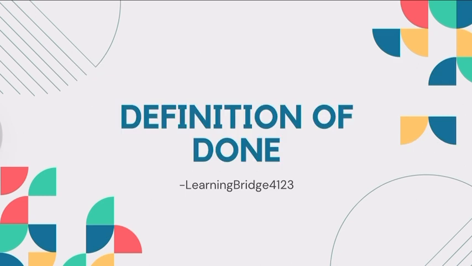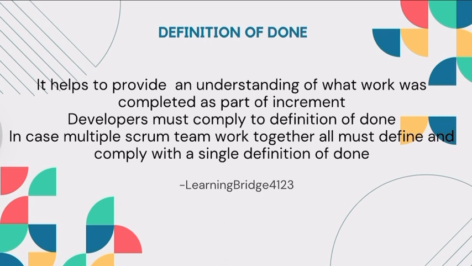What is the definition of done? As the name suggests, if something is done, what's the definition behind that? If I'm considering something as completed, I must have certain criteria or factors for that. In the same way, we have a definition of done for every increment. It will help us understand what work got completed, and also we will not get deviated from what we had to create as part of the increment, because we had a list of things to follow, right? So every developer, no matter what, has to comply with the definition of done.